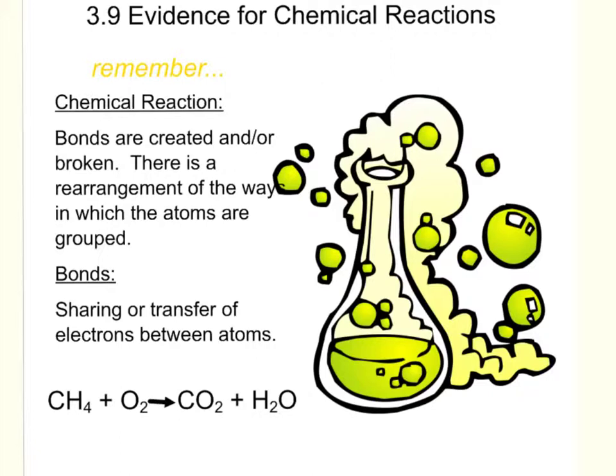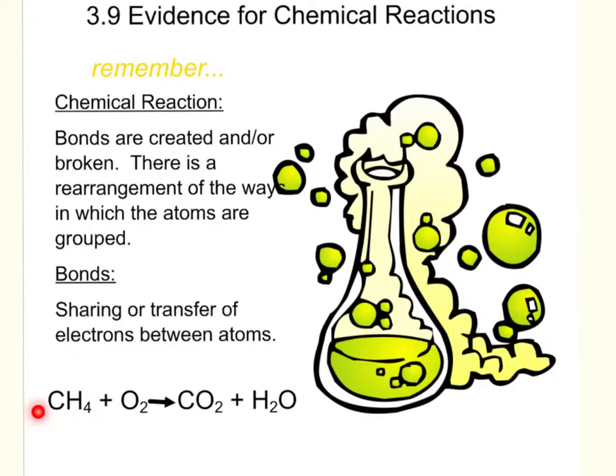We're going to start this portion of our studies with understanding how we know when chemical reactions occur. So if you will recall what a chemical reaction is: a chemical reaction is when a bond is created and/or broken. So when this happens, there's a rearrangement of the way in which the atoms are grouped. And remember, bonds are simply the sharing of electrons or the transfer of electrons between atoms.